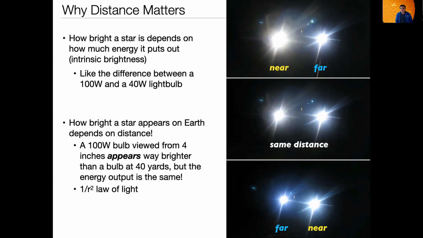Okay? So if we're going to understand the amount of energy that the star is giving off, and how much energy it's delivering to planets that might be around it, we have to be able to measure the intrinsic brightness of the star. Is it a 100-watt star or a 40-watt star?